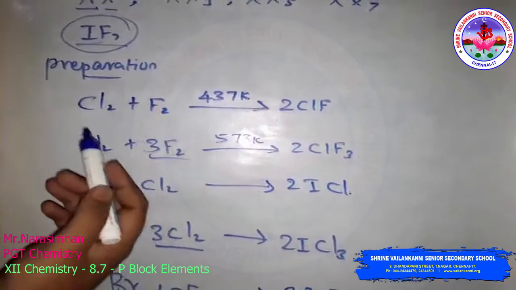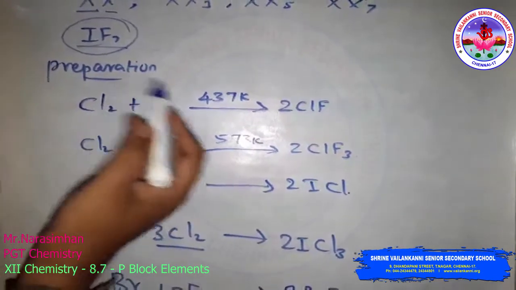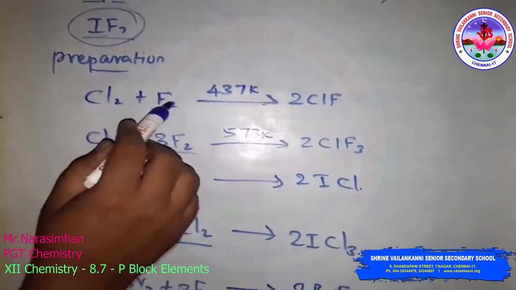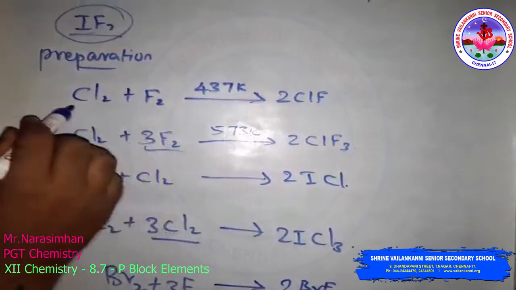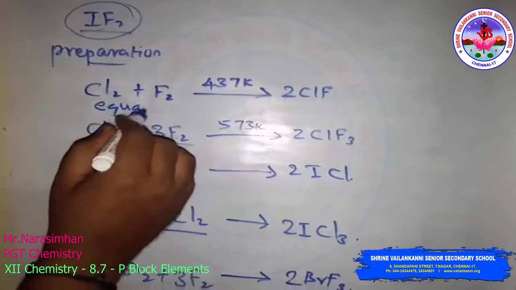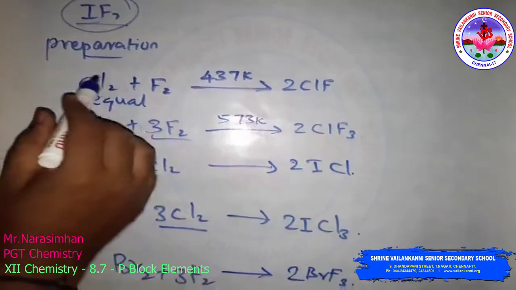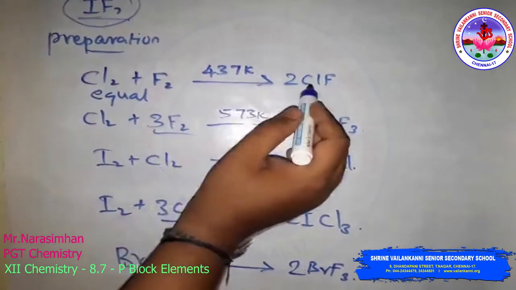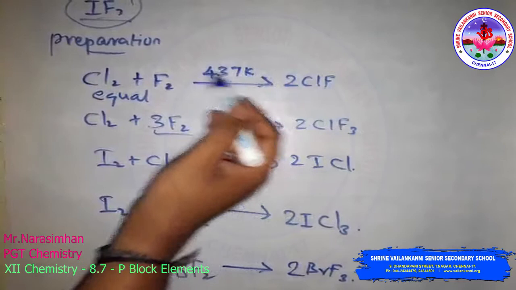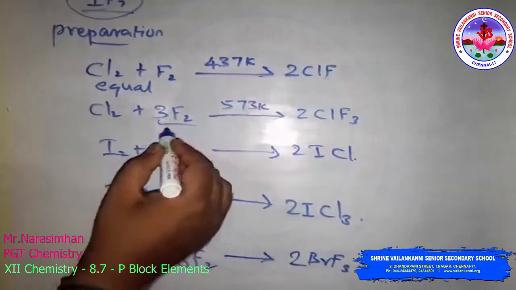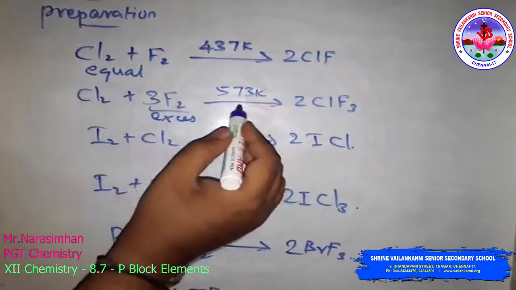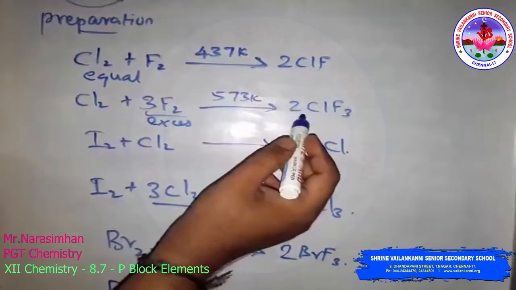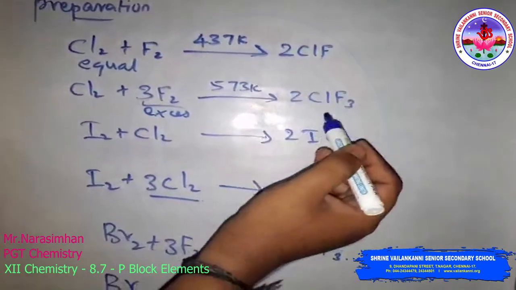Then the preparations of the interhalogen compounds: the direct combination, or the action of a halogen on lower interhalogen compounds. The products formed depend upon the specific conditions. For example, chlorine reacts with fluorine in equal amounts at a temperature of 437 Kelvin to form ClF. Then with fluorine in excess, at 573 Kelvin, it forms 2 moles of ClF3.